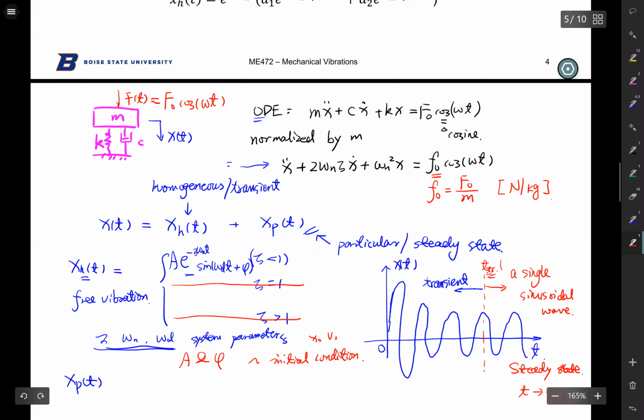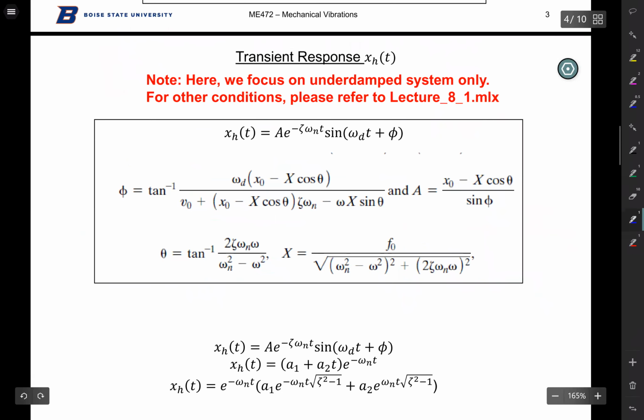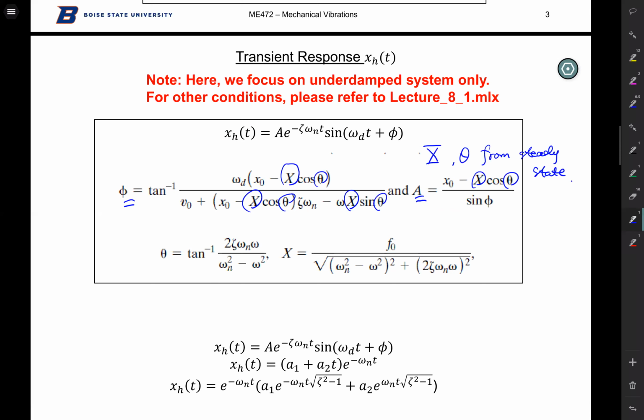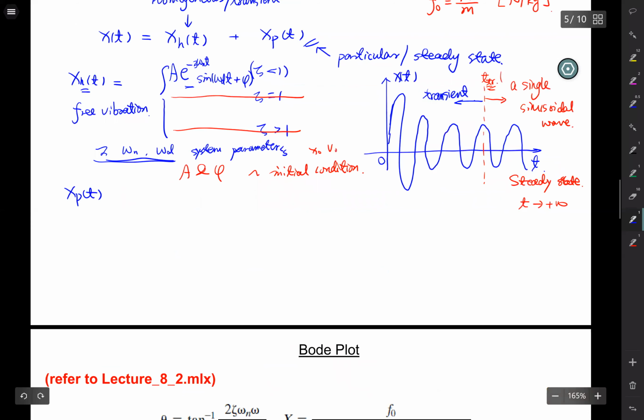But if you look at forced vibration, at your slide number 4, you can find that your A and phi are not only functions of your system parameters and initial conditions, they're also functions of X and theta, right? And remember that big X and theta are from steady state. So your A and phi are determined by system parameters, by initial conditions, and also by the steady state response. In other words, you have to calculate your steady state first, then you can calculate your A and phi. All right?